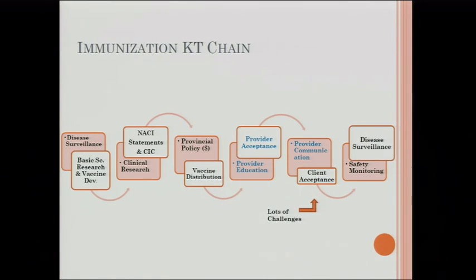So now I'm trying to represent the transfer or translation of knowledge in the immunization process as a chain of interlocking links, each of which has to be very strong in order for the chain to function as a whole. In this model, it's exactly the same as the previous ones, except I've added disease surveillance at the beginning, leading to basic and clinical research, vaccine development, on through the NACI and CIC statements, through to emphasis on provider education, provider acceptance, and provider communication, to client acceptance, lots of challenges not addressed here, to safety monitoring, and back to disease surveillance so we can understand the effectiveness of our programs.